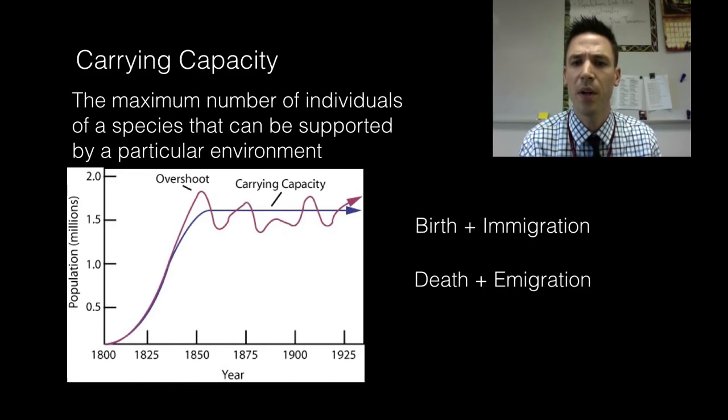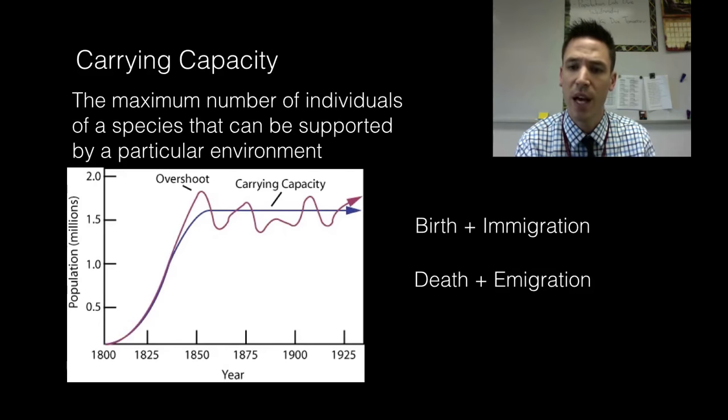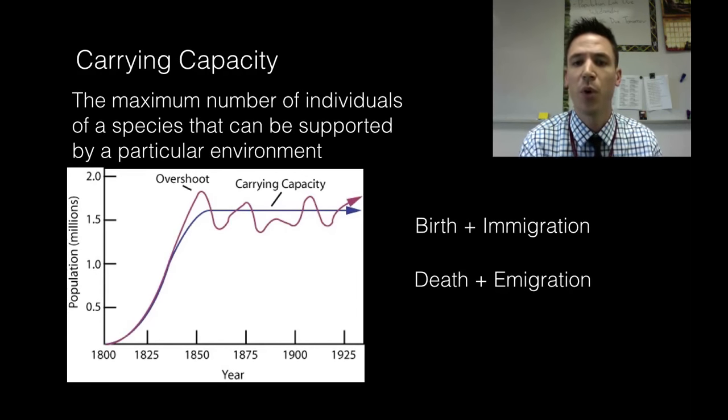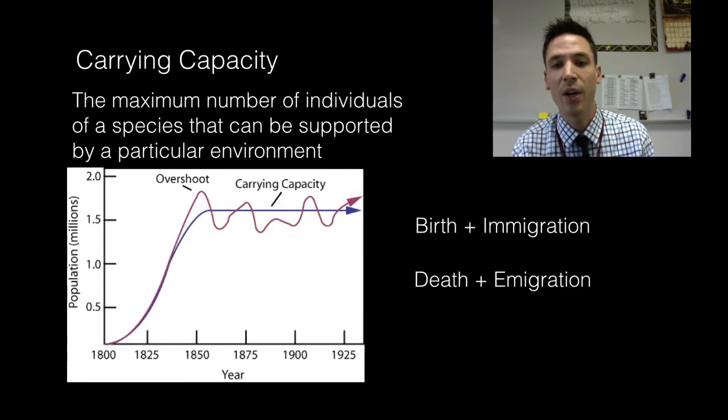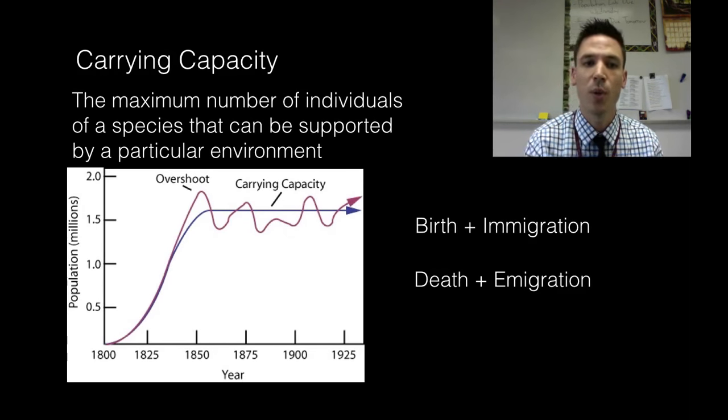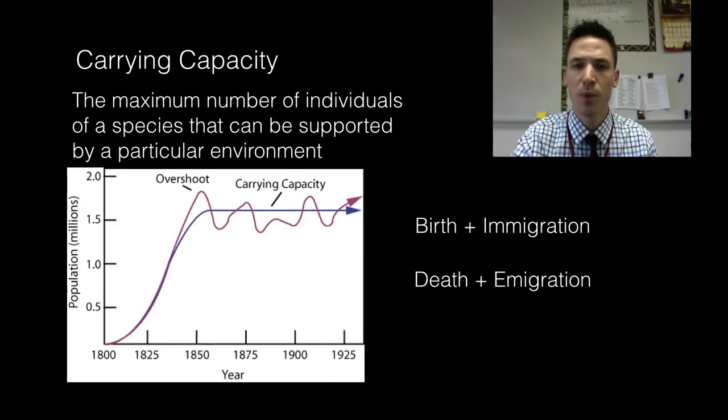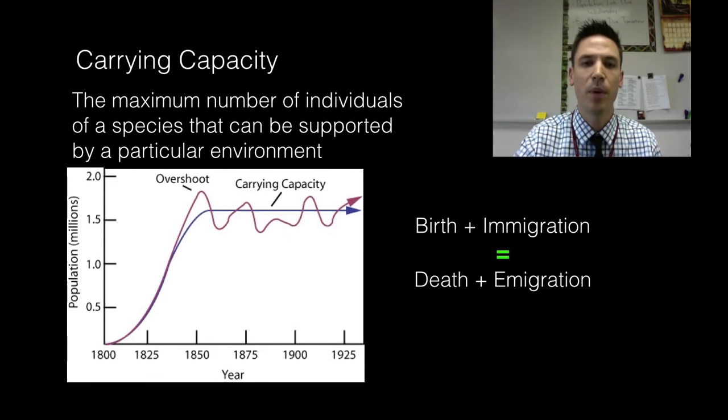Another way to think about carrying capacity is in terms of birth, death, immigration, and emigration. If you recall, we said when birth and immigration are higher than death and emigration, the population is going up. When death and emigration are higher than birth and immigration, the population is going down. Well, if my population is not changing at all, what's the relationship between these? Well, we'd say that they are equal. So when birth and immigration are equal to death and emigration, we say that the population has reached what's called the carrying capacity.